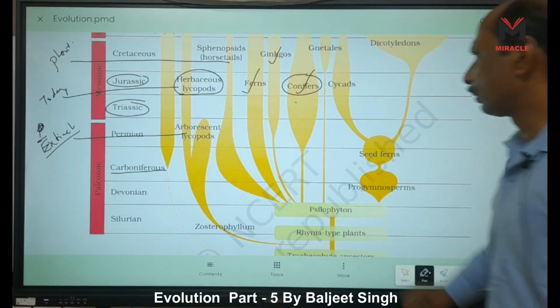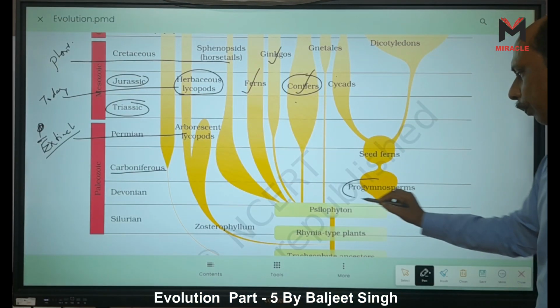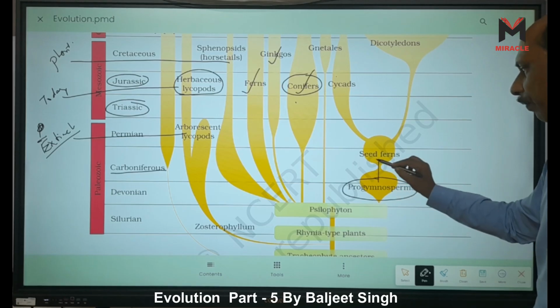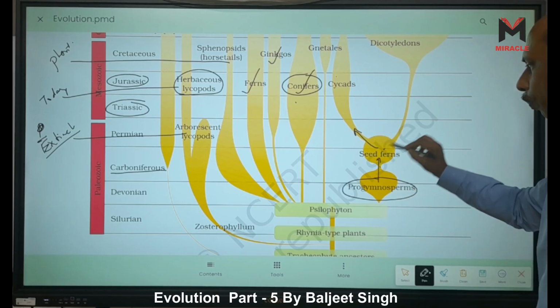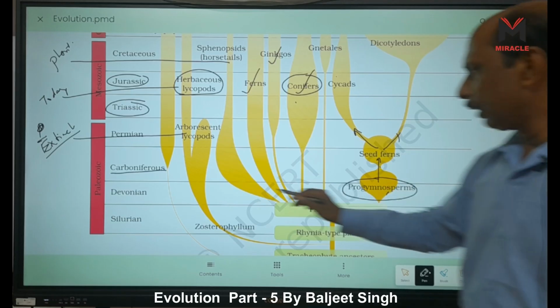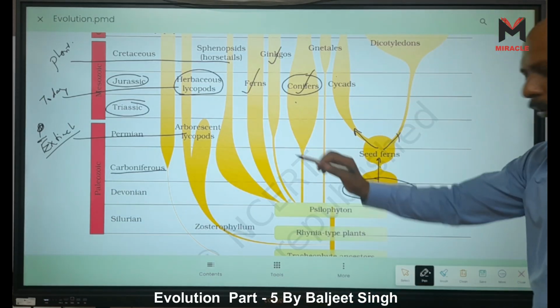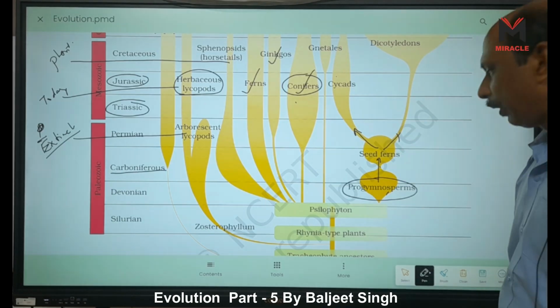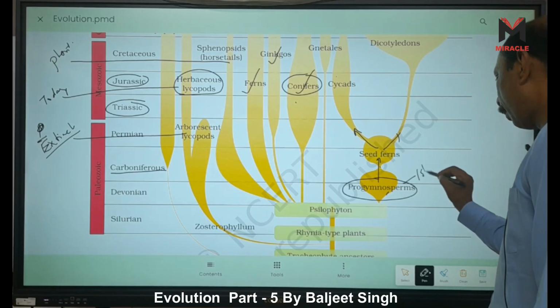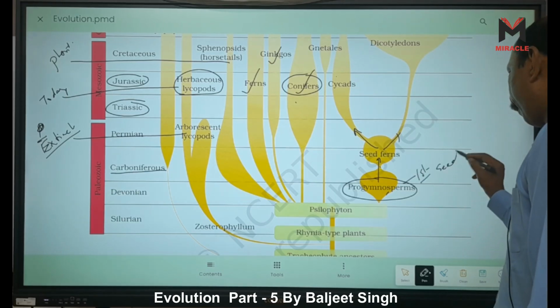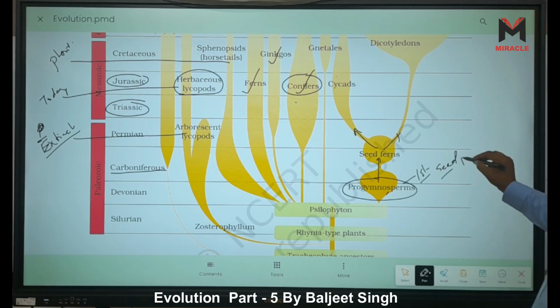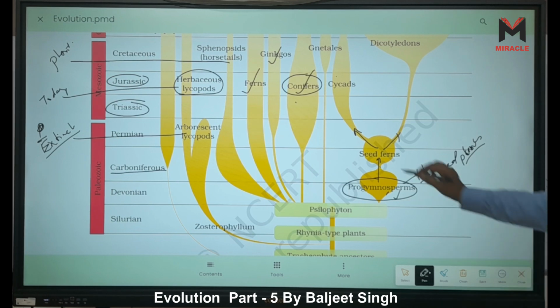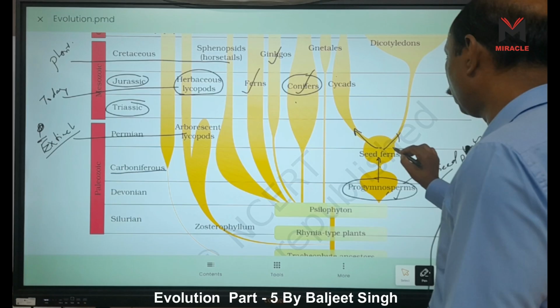And cycads, look here. Now progymnosperms are formed. From progymnosperms, seed ferns are formed. Now seed ferns develop into two parts. You understand progymnosperm? When I told you the different eras, different periods, at that time I said here the first seeded plants originated, that is progymnosperm. First seeded plants originated, right? And then seed ferns are formed, which reproduce by seeds.